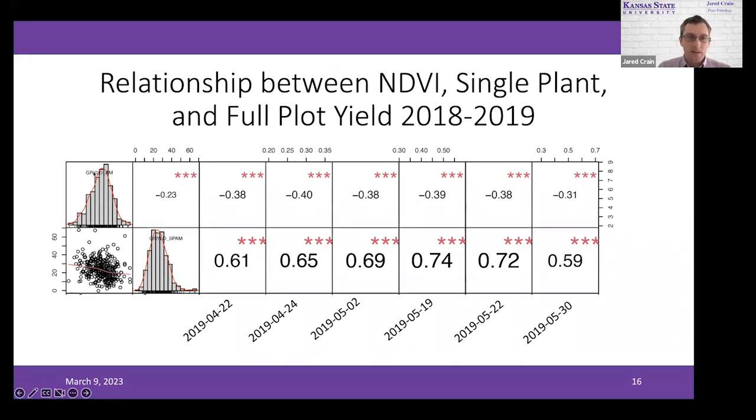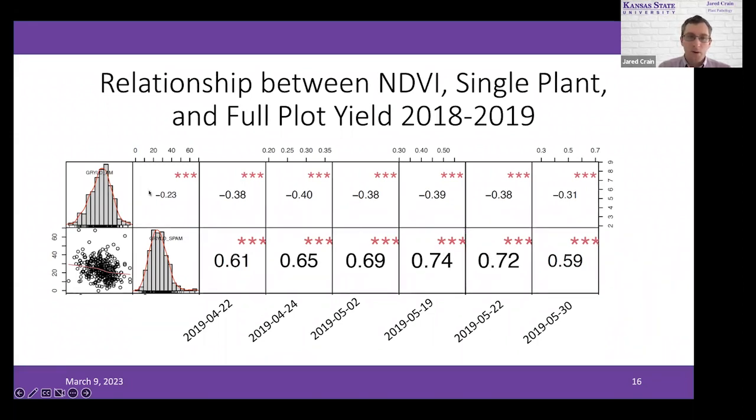On the top row, this is grain yield of those full plots. The bottom row is grain yield of the single plants. So there was a negative correlation between single plant yield and full plot yield. And then the following columns are all correlation between NDVI and grain yield. On the bottom row, this is the NDVI of the single plant correlated to the grain yield of the single plant. And there's a strong positive correlation throughout.